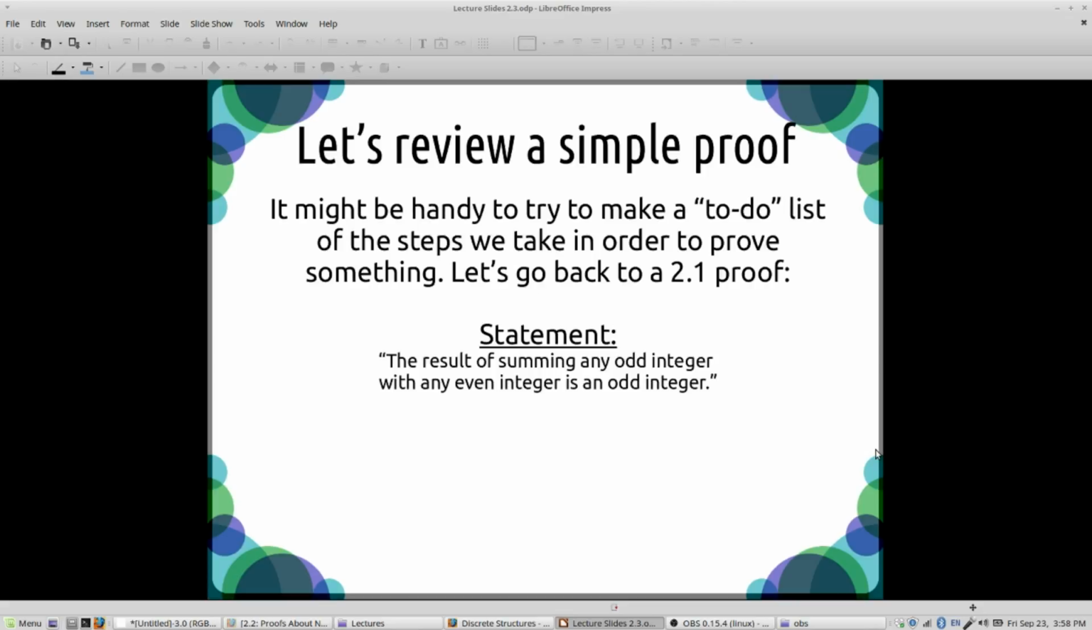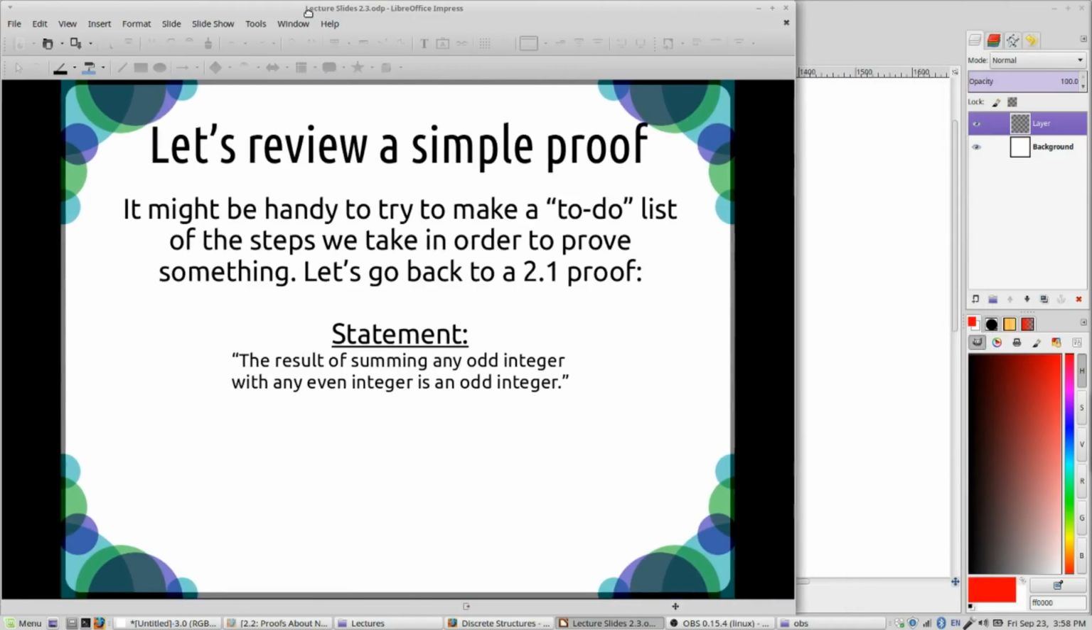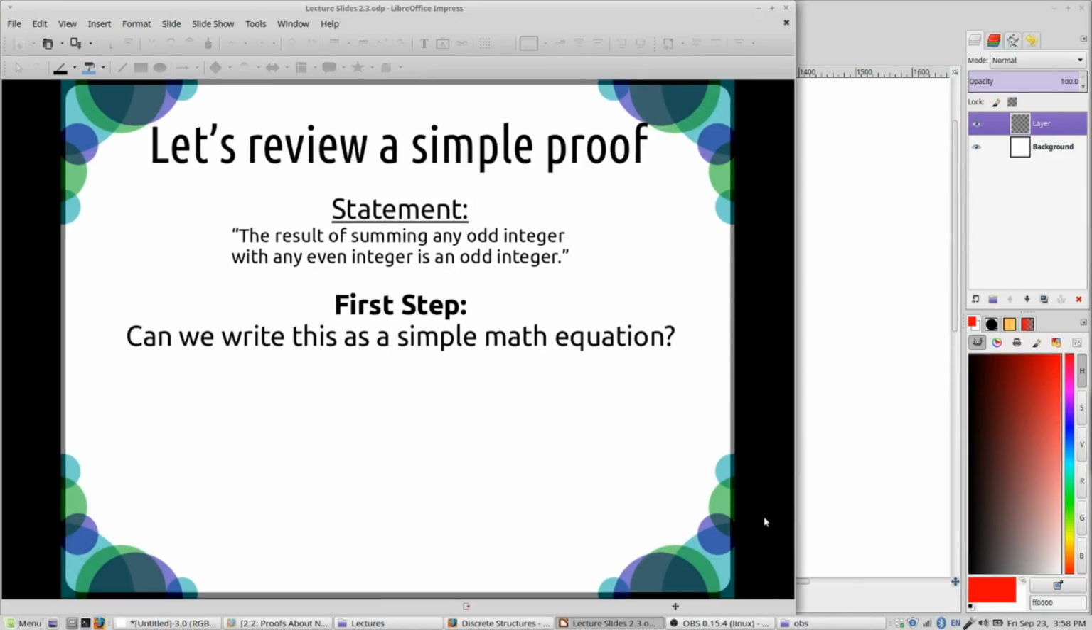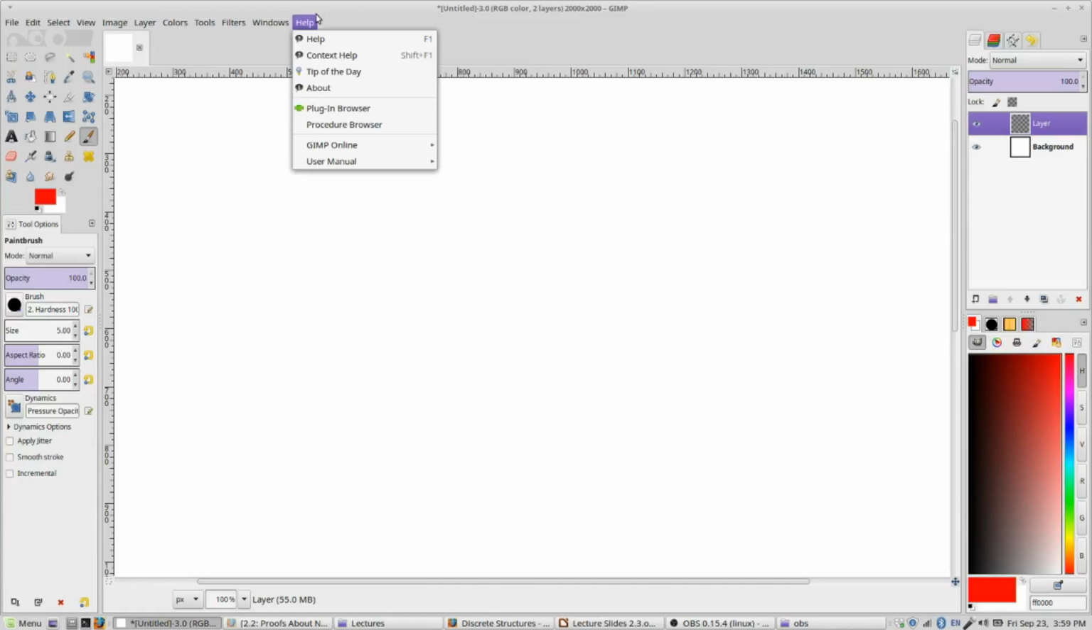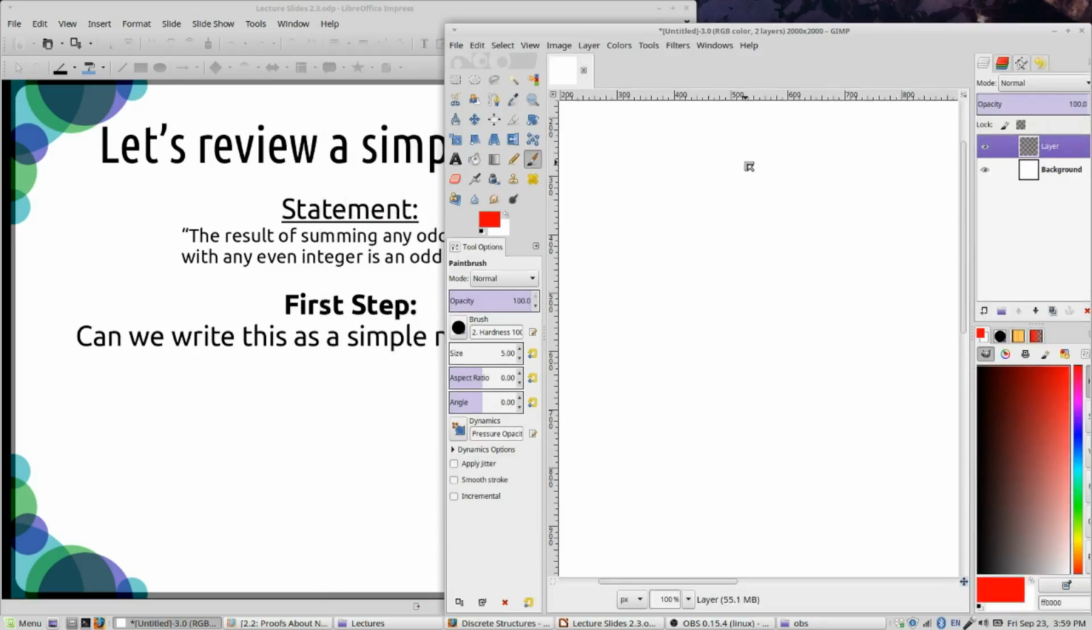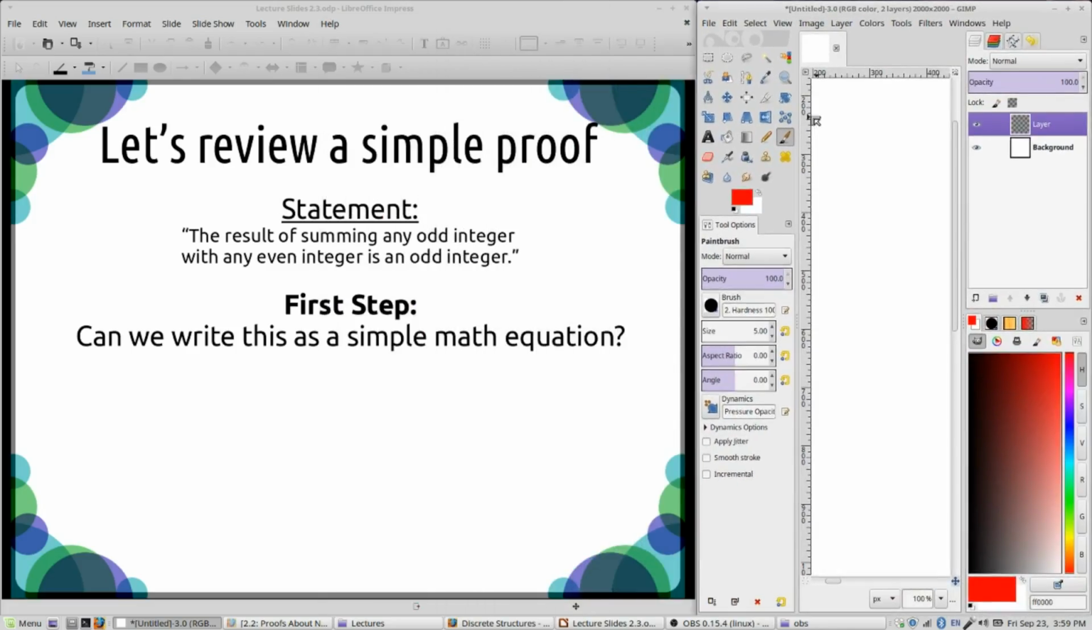So let's do a review of a simple proof from last time, just so we can see the steps and take note of them. Let's look at the result: summing any odd integer with any even integer is an odd integer. So the first step is to ask, how can we write this as a math equation? Let me open this up over here, and we'll start taking some notes.